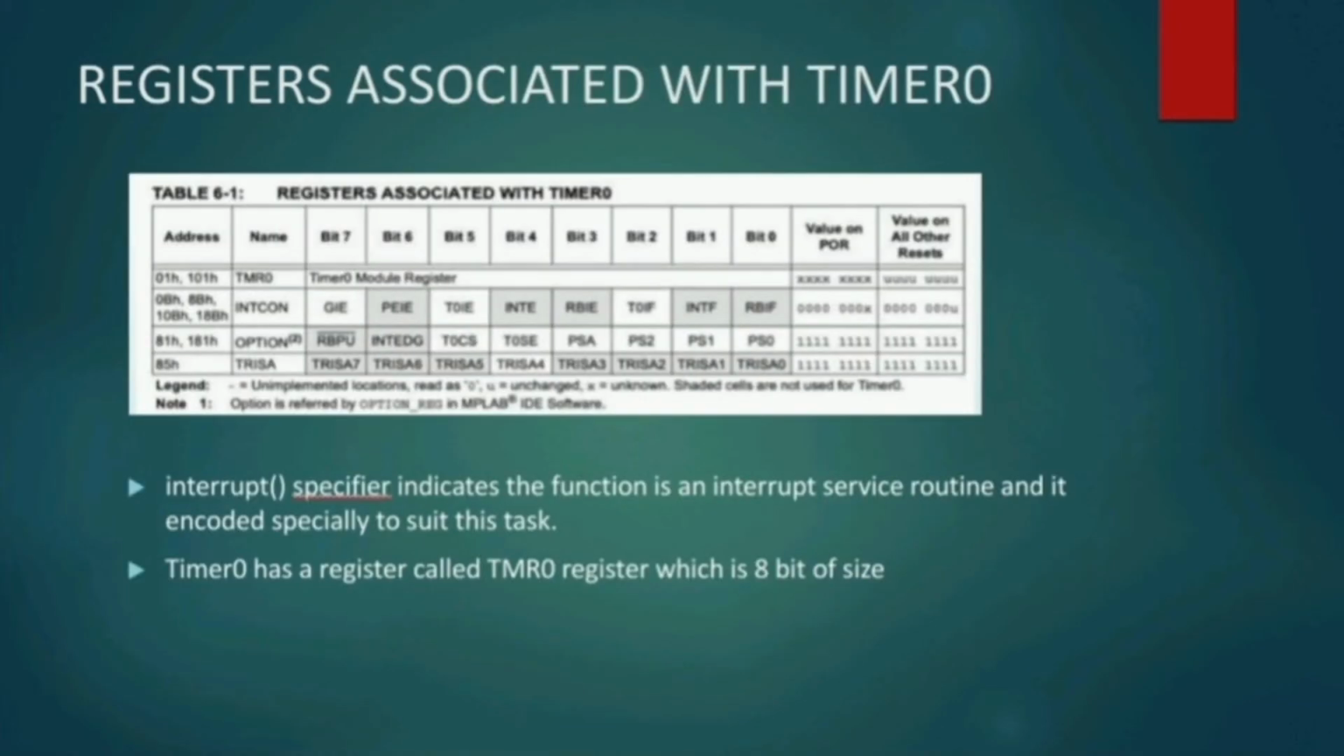The next one is the registers associated with Timer 0. These are the registers that are associated with Timer 0. Timer 0 has its own register called the TMR0 register, which is 8 bits in size. The interrupt specifier indicates that the function is an interrupt service routine, coded specifically for this task.